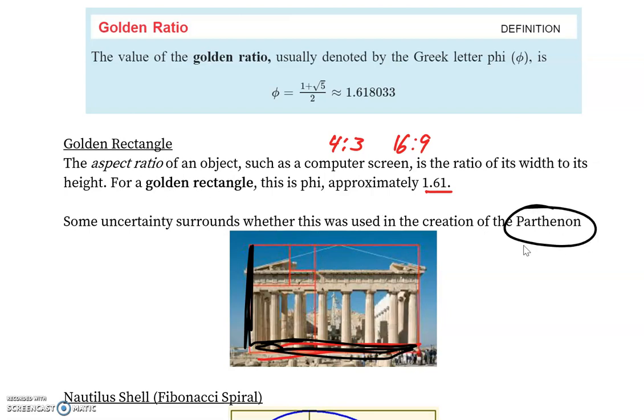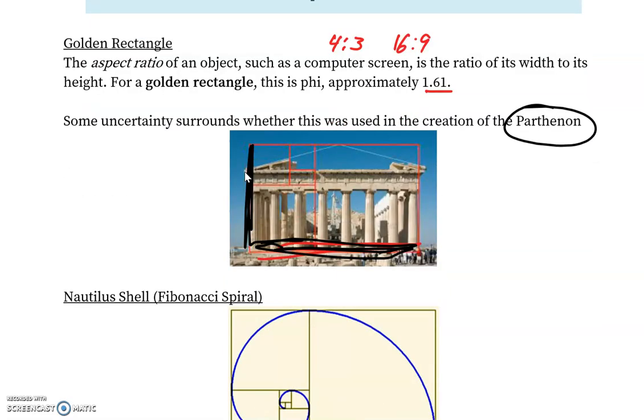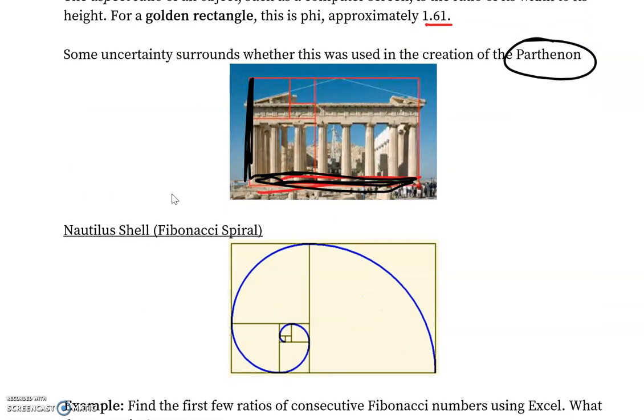And this is used in the Parthenon, but there's some uncertainty as to whether that actually was the case, or if it was just coincidence and it just happens to be pretty darn close. But there are enough buildings and paintings and things like that that use this ratio that, I don't know, there's probably something to it. We also have something called the Nautilus Shell.